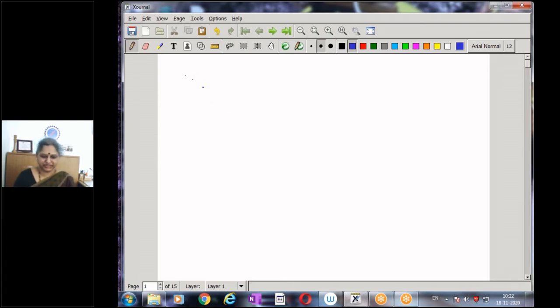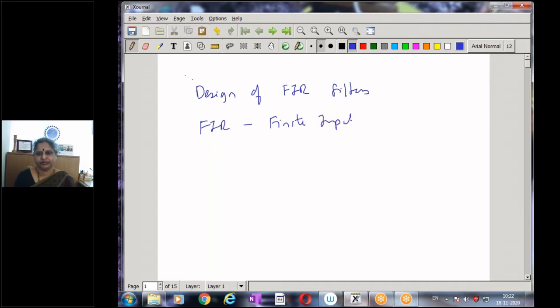In this module, we shall see the design of FIR filters. We know that FIR stands for Finite Impulse Response. Finite Impulse Response filters, that is, the duration of the impulse response, h of n, is finite. The impulse response of the system, h of n, is of finite duration. That is, the length of the impulse response is finite. So we shall see how to design the FIR filters.